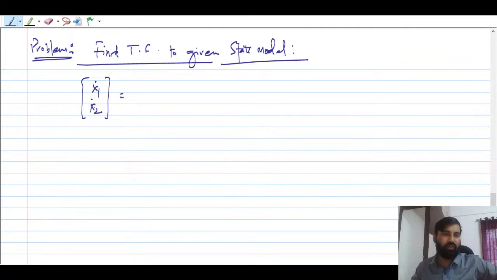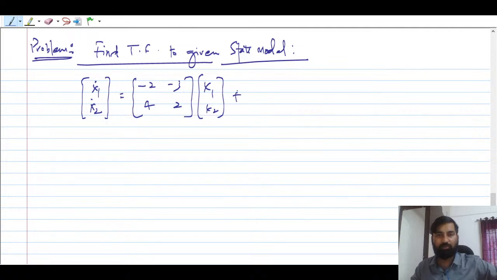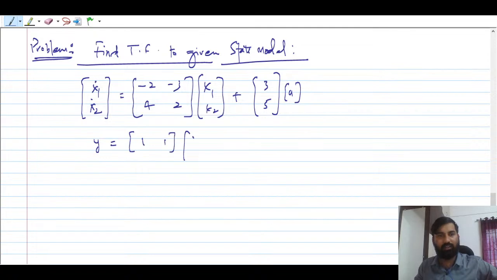So x1 dot, x2 dot is equal to the matrix that is given: minus 2, minus 3, 4 and 2, times x1 and x2, plus the B matrix, which is also given, that is 3, 5, times U. This is the state model. C is given as 1, 1, times x1 and x2.